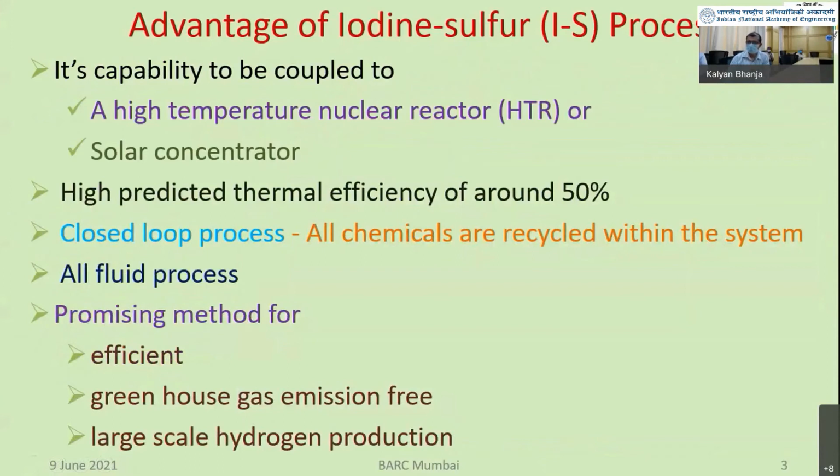So generally what we see in literature, it is the SI process, they call it sulfur iodine. BRC has been using this terminology of iodine sulfur process. The advantages being it can be coupled to a high temperature nuclear reactor or solar concentrators, and it has a high efficiency of around 50%. So it is a closed loop process, as I just told, all chemicals are recycled.